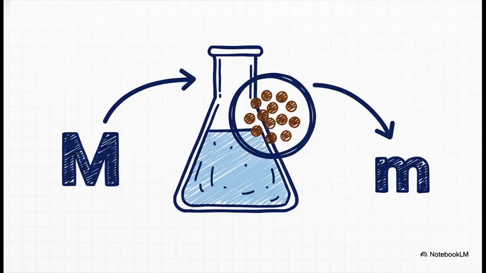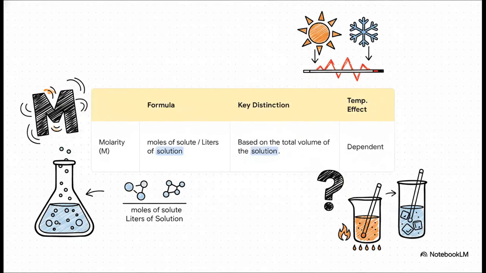So, armed with this amazing tool, the mole, we can finally get down to business and measure concentration with real numbers. Now, the two most common ways to do this are called molarity and molality. I know they sound almost exactly the same, but that tiny little difference between them is actually a really big deal. First up, we have molarity with an R.